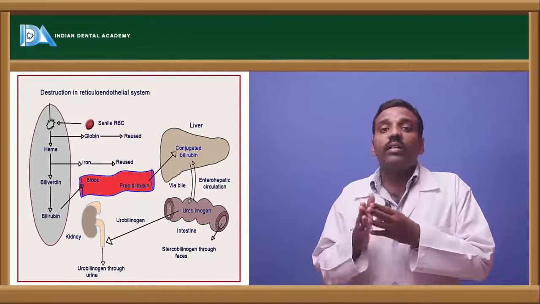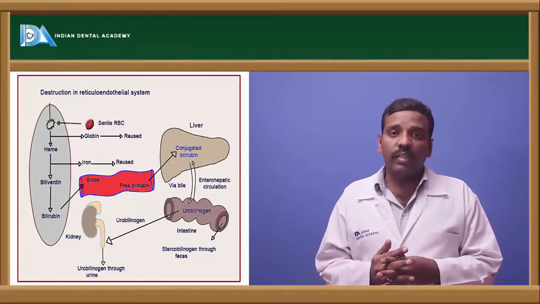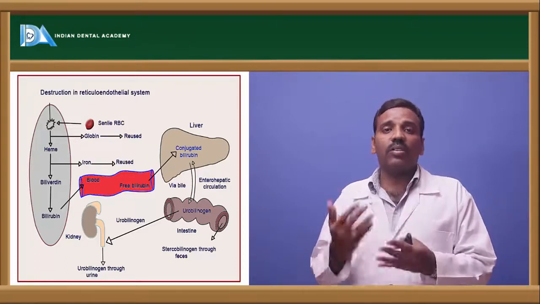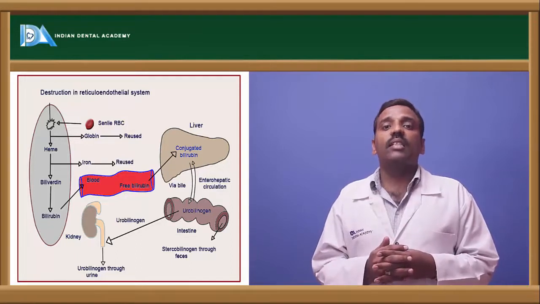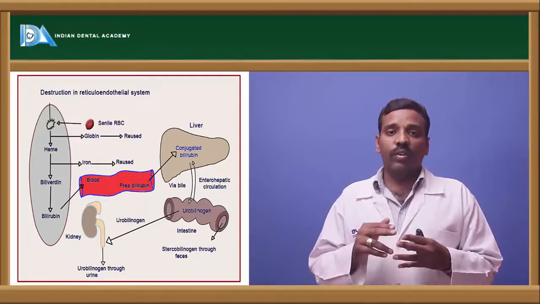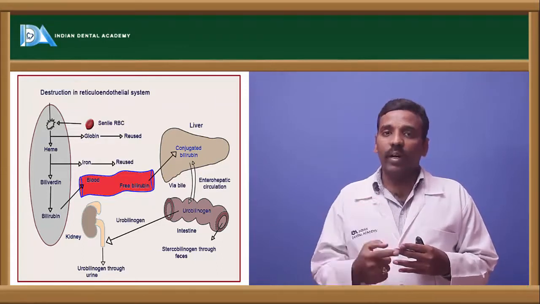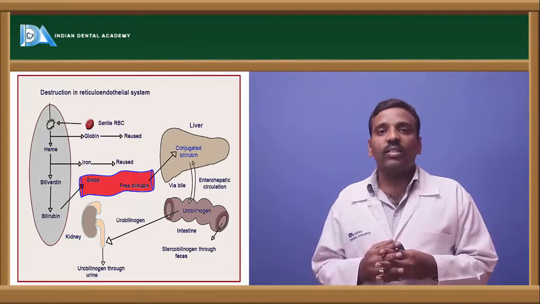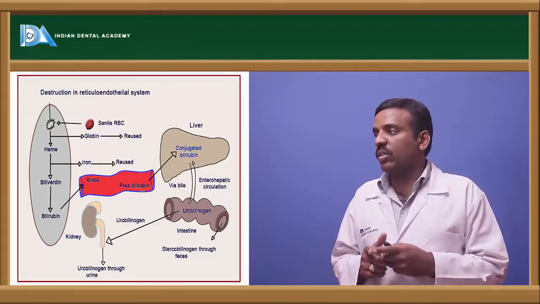And if that bilirubin is passed out through the urine, that is called urobilinogen, and if it is passed out through the fecal matter, that is called stercobilinogen. Okay, so this is the process.